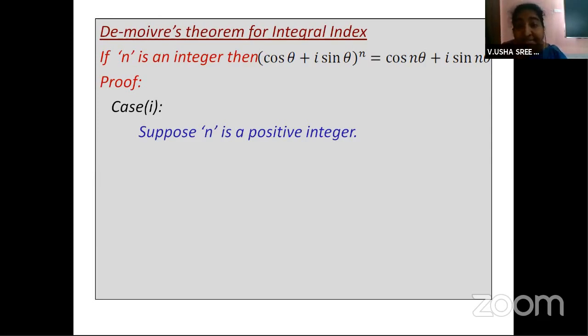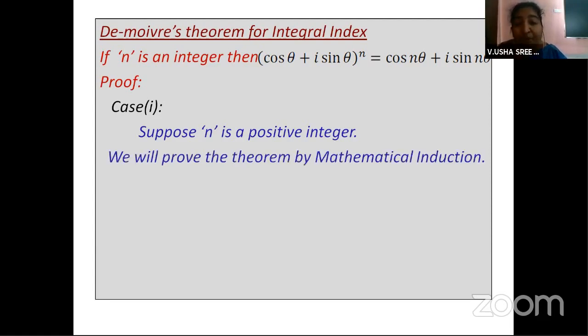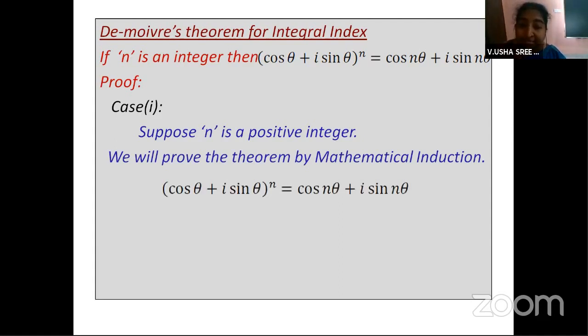Now, when a given statement satisfies all these 3 steps, then we say the statement is true for all n by the process of mathematical induction. So we will take up the same thing for this statement also, children. Suppose we are taking n as a positive integer, we'll prove the theorem by mathematical induction. The theorem statement is (cos theta plus i sin theta) whole power n is equal to cos n theta plus i sin n theta.